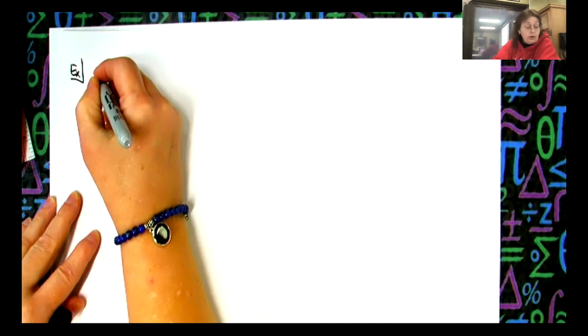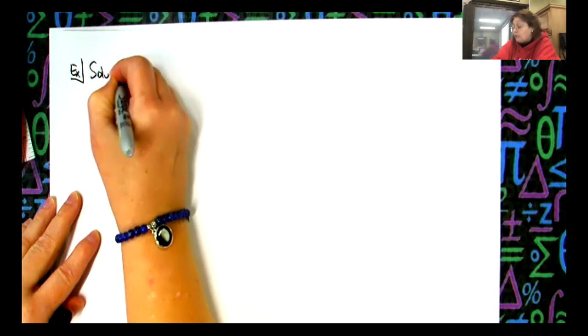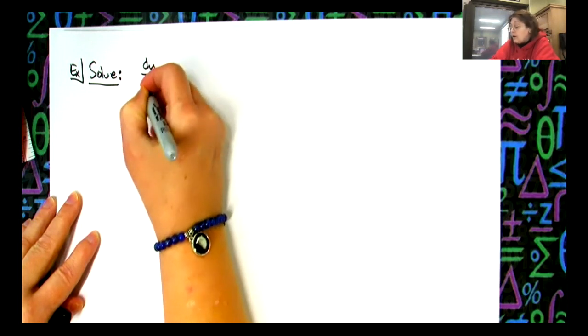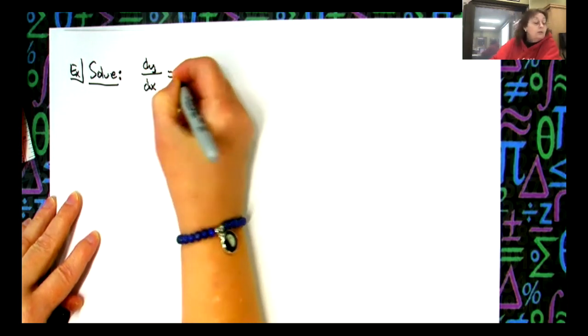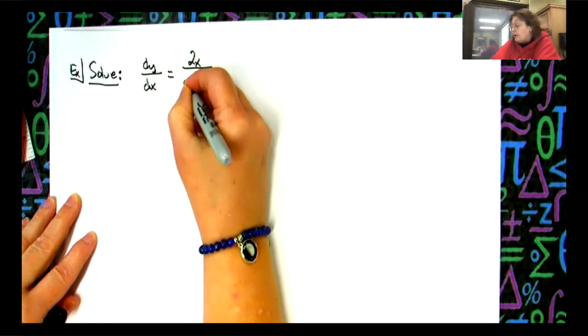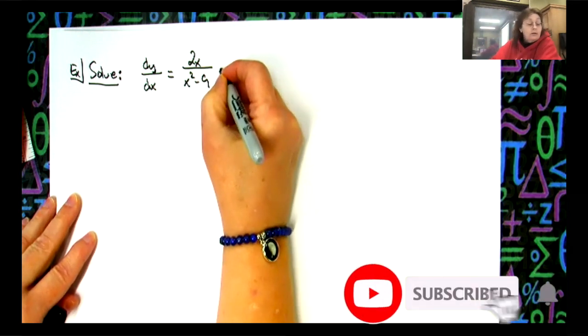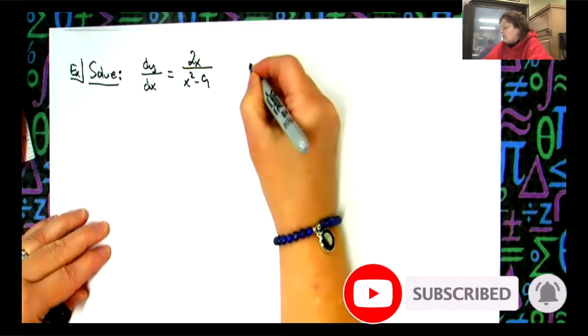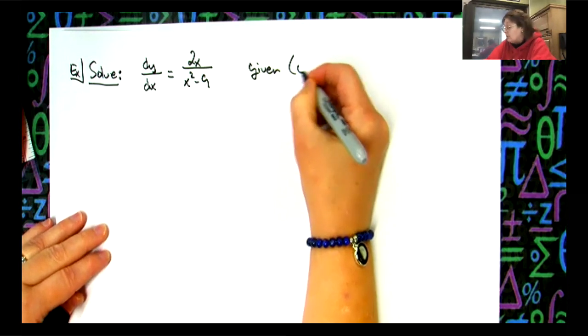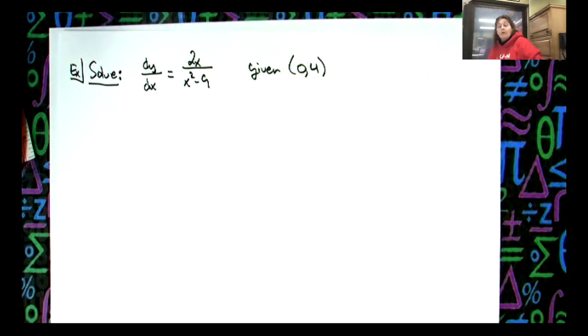Let's suppose they tell you to solve dy over dx is equal to 2x over x squared minus 9, and let's say here are your conditions or constraints, things they have given you: the point (0, 4). Now our very first step says solve for dy.